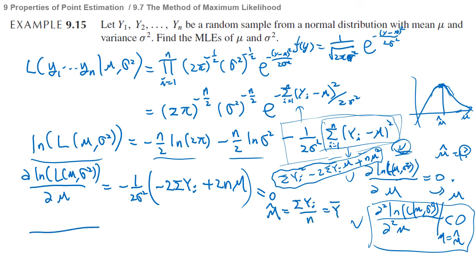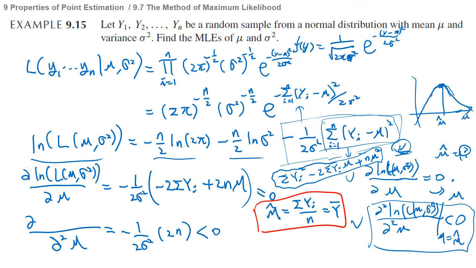And also, what would be the second derivative of this thing? It is minus 1 over 2 sigma square times 2n, and this is less than 0. So we can confirm that at mu hat equals y bar, the likelihood function is maximized. So this is our MLE for mu, and let's move on to find the MLE for sigma square.